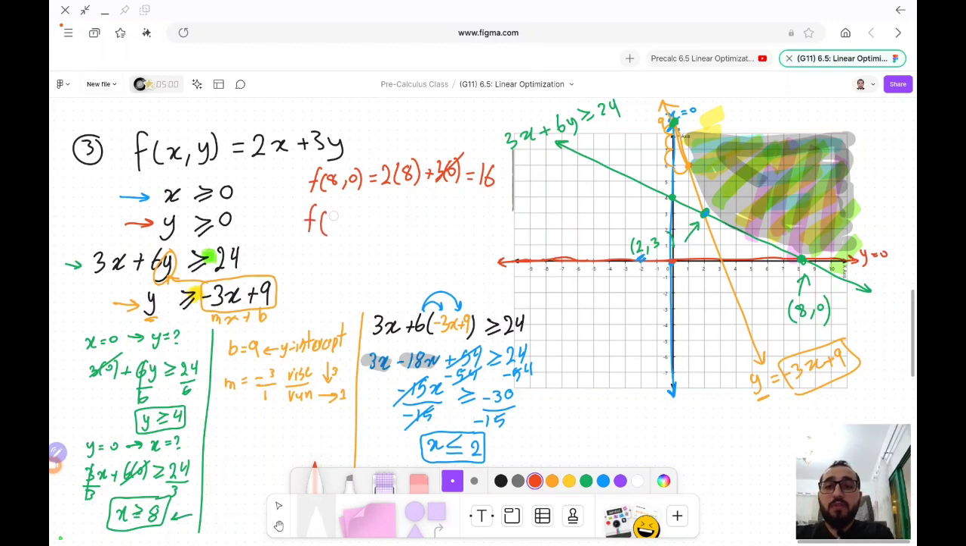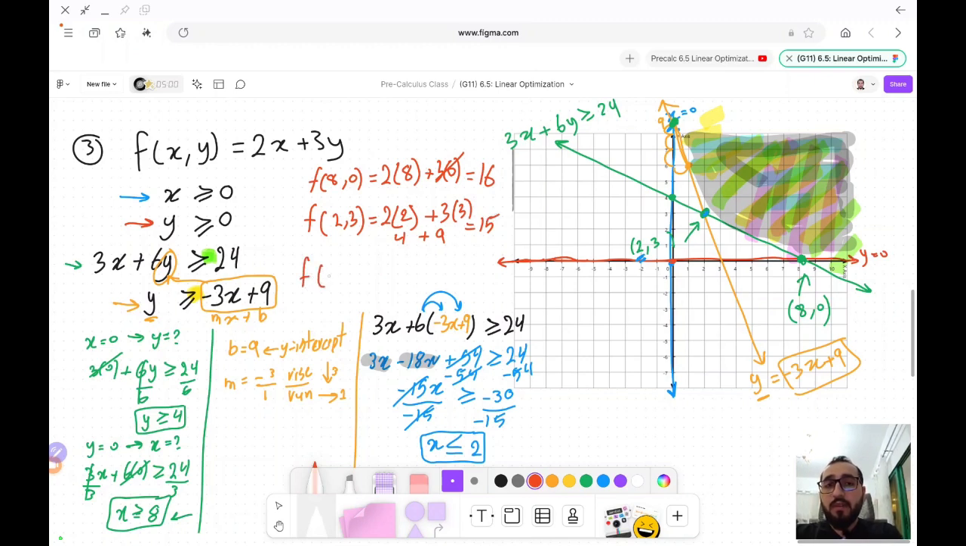Let's take the second point, (2, 3). So x is 2 and y is 3: 2 times 2 plus 3 times 3. So 2 times 2 is equal to 4, plus 3 times 3 is equal to 9. So the total is equal to 15.